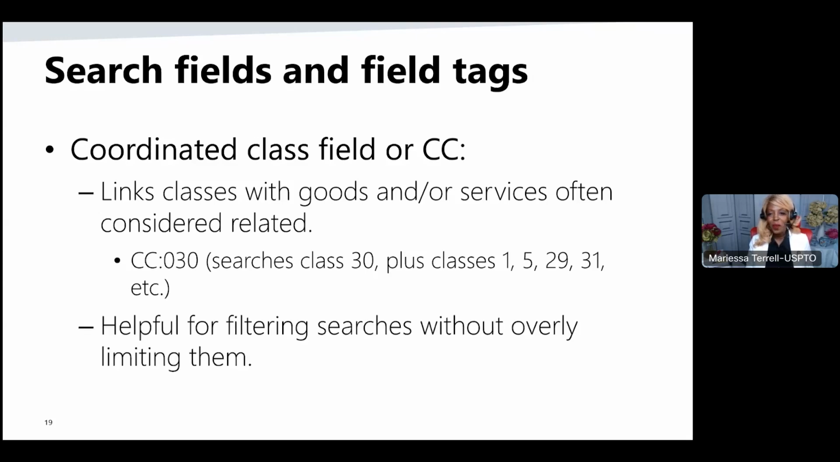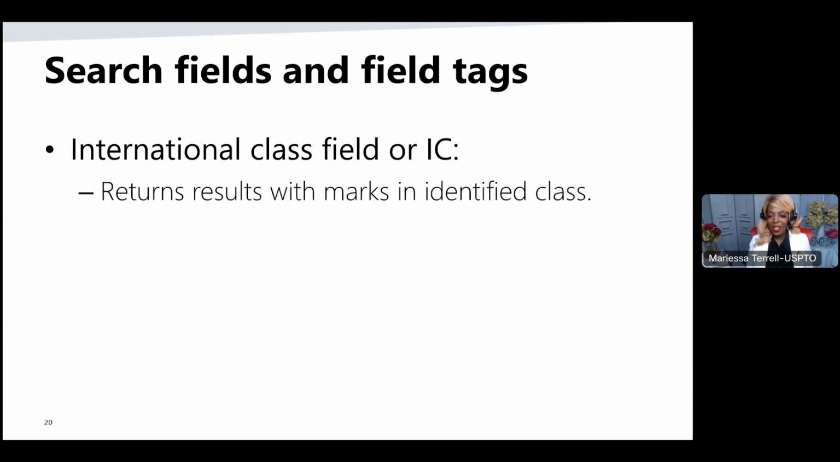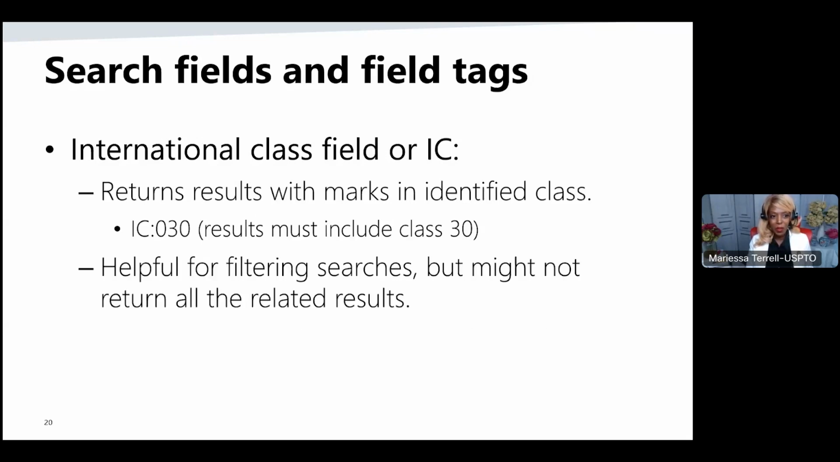Okay, it's a wonderful way to filter. If you're looking for marks in an identified class, just one class at a time, use that IC field tag. The IC stands for International Class. Notice again that we're using a 3-digit class number. The IC field is helpful for filtering your searches, just like the coordinating class or CC field is helpful.